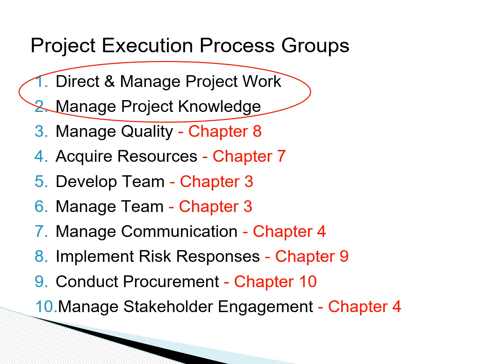There are 10 process groups that we use during execution. 8 of these processes we have actually studied in previous chapters, as shown on this slide. The key processes that we will focus on in this lecture are directing the project work and managing project knowledge.